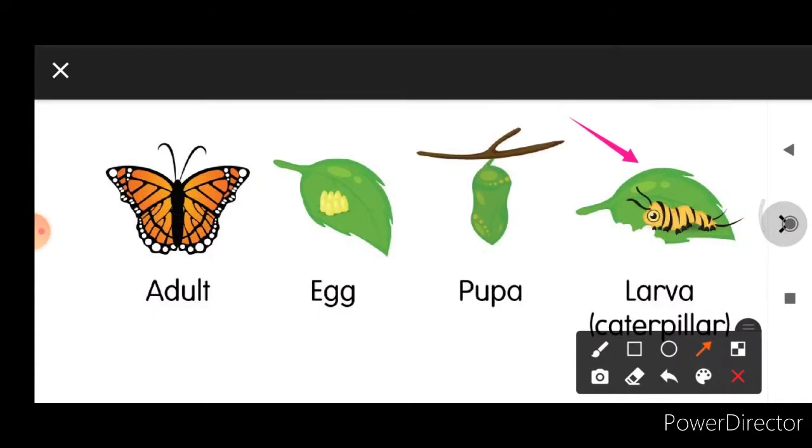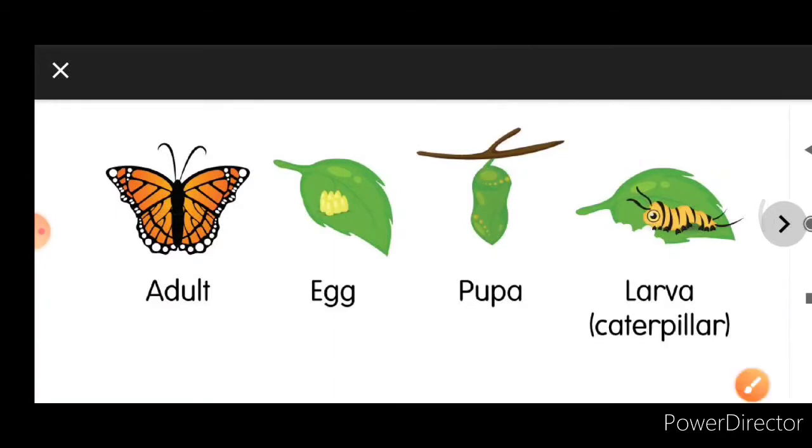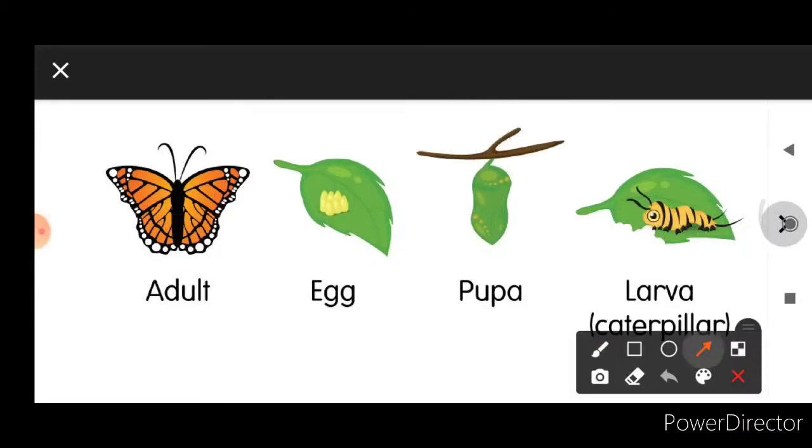When the butterfly is in this stage, it eats a lot. When the butterfly is in the form of a caterpillar, it eats a lot. Why does it eat a lot? We'll discuss it later. After this larva stage, the next stage is pupa. After larva, pupa. In this stage, the butterfly in the pupa form will take rest.